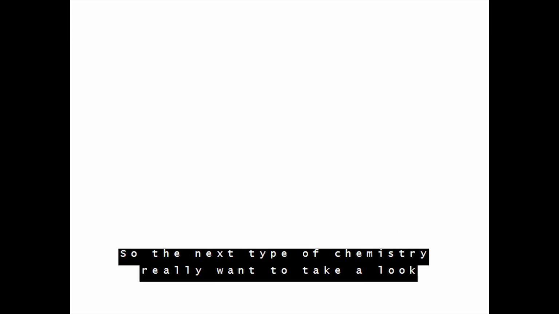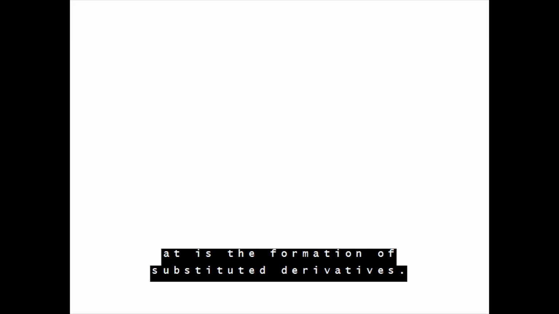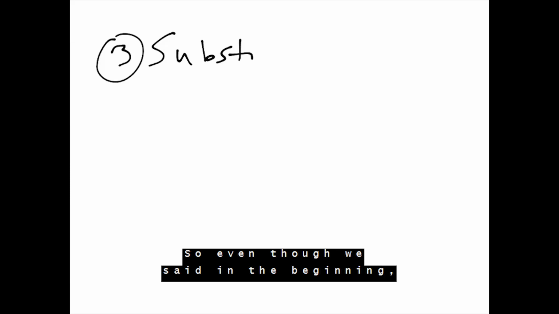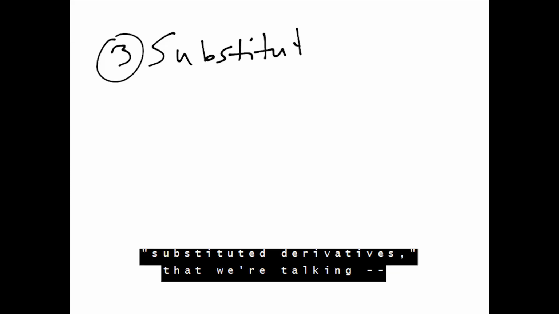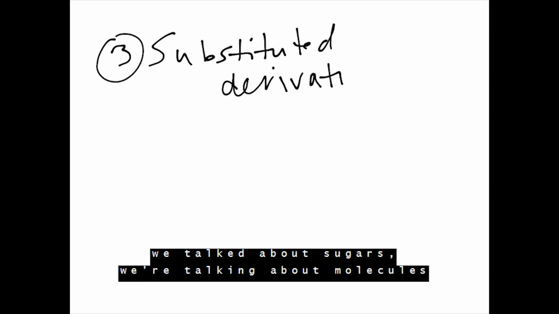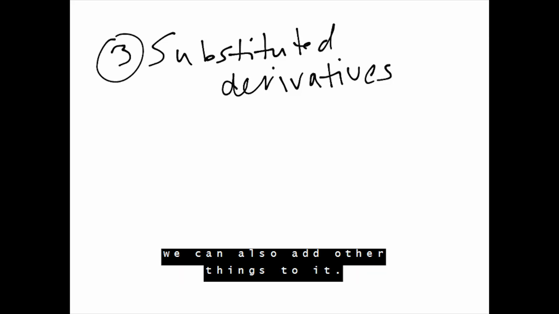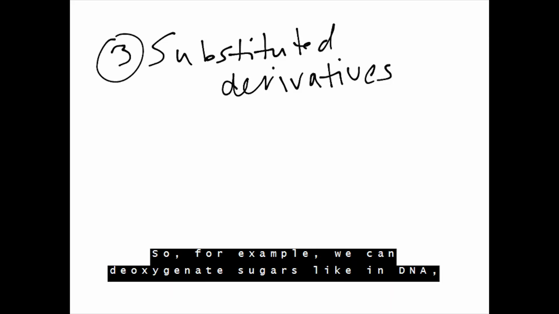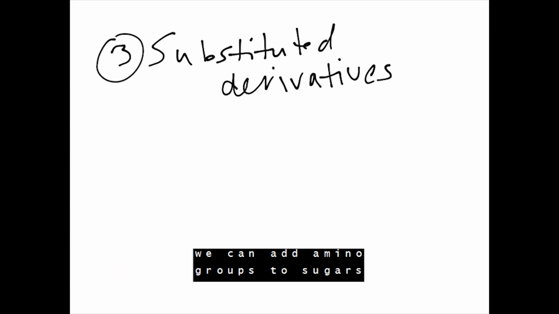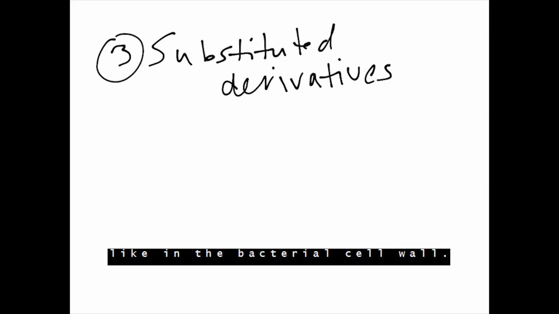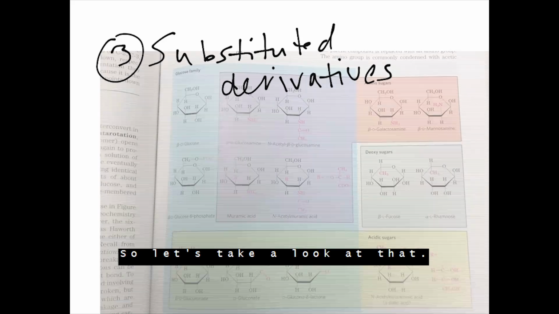So the next type of chemistry we want to take a look at is the formation of substituted derivatives. Even though we said in the beginning that when we talk about sugars, we're talking about molecules with carbons, hydrogens, and hydroxyl groups, we can also add other things to it. So for example, we can deoxygenate sugars, like in DNA. We can add amino groups to sugars, like in the bacterial cell wall. So let's take a look at that.